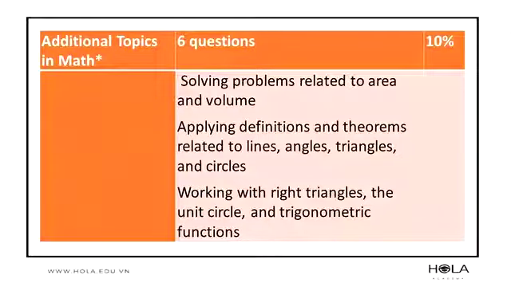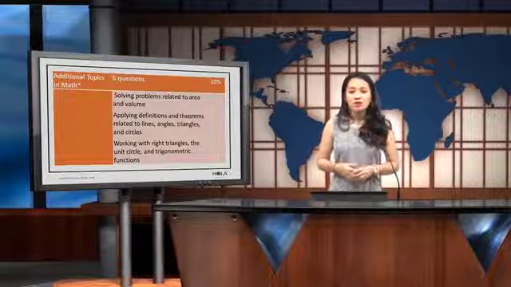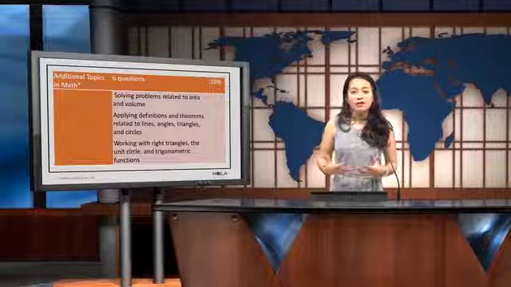They're called additional topics, with only 6 questions in total, accounting for 10% of the scores. And they tend to include slightly more advanced questions in geometry. So we'll have to apply definitions and theorems related to lines, angles, triangles, and circles, which could sound basic. But then, if we apply them with trigonometric functions and knowledge of volume and area, then they could be a little more complex. So those are the 4 content areas for the math test.